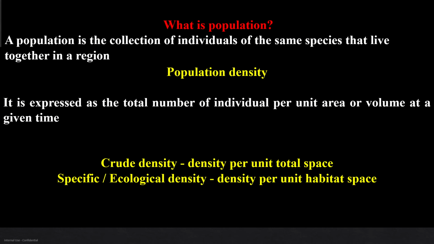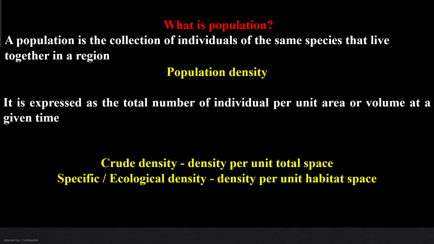With this comes population density. It is expressed as the total number of individuals per unit area or volume at a given time. So we calculate population density at one particular given point of time. It is calculated by knowing the total number of individuals that are there in a unit area at a particular point of time. Now, what is crude density?